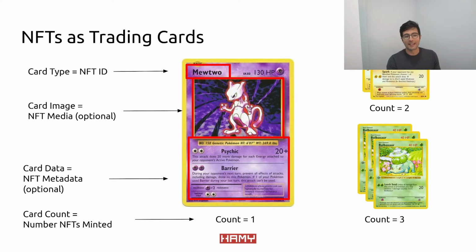Attached to every NFT, there might be some media. In this case, it might be a picture of Mewtwo. In our case, it might be a video or some audio. And we can also attach arbitrary metadata to our NFT. This could be text, it could be some properties, maybe an attack with some kind of cost associated. Whatever it is, you can usually just attach text to an NFT. And finally, when you're actually minting an NFT, you can say how many NFTs you want to create of that type. And that's what an NFT is in a nutshell.